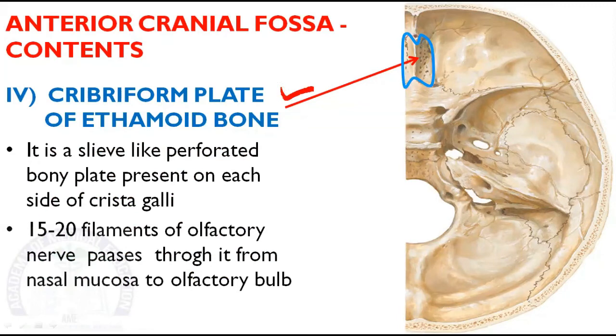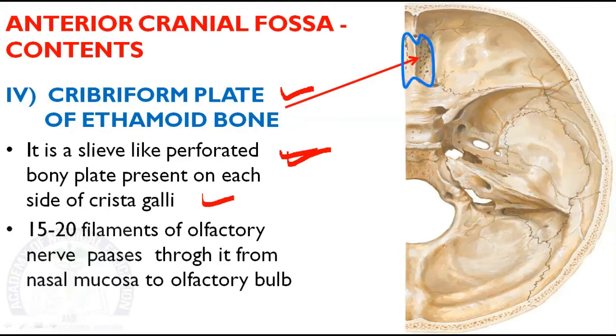And now the next, the cribriform plate of the ethmoid bone. This is the cribriform plate of the ethmoid bone. It is a sieve-like perforated bony plate present on each side of the crista galli. In between is the elevation, that is the crista galli. Just lateral to it on both sides, there is a perforated plate called the cribriform plate of the ethmoid bone. It has small foramina.